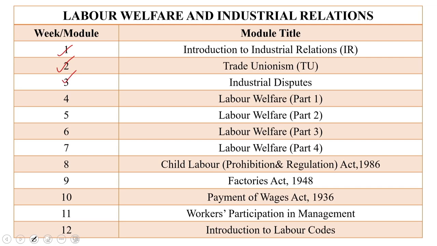When you look at modules 4 to 7, I would say this is the backbone of the entire course structure. You looked into different acts and laws covering different aspects, including working conditions, welfare, and wages. So weeks 4 to 7 essentially dealt with labor welfare parts 1, 2, 3, and 4. Then in week 8 we looked into the Child Labor Prohibition and Regulation Act. Module 9 looked into the Factories Act 1948, module 10 underscored the Payment of Wages Act 1936, and finally module 11 was all about workers' participation.